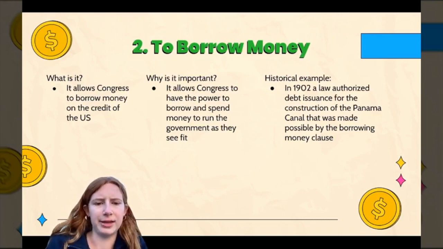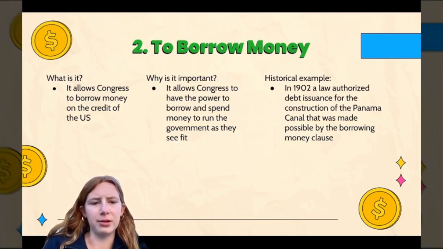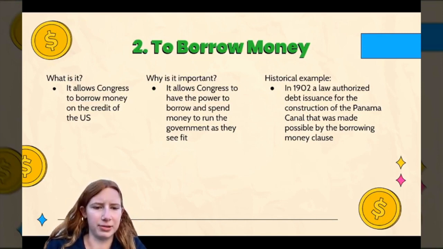And a historical example is in 1902, where a law authorized debt issuance for the construction of the Panama Canal. That was made possible by the money borrowing clause, and wouldn't have been possible without it.